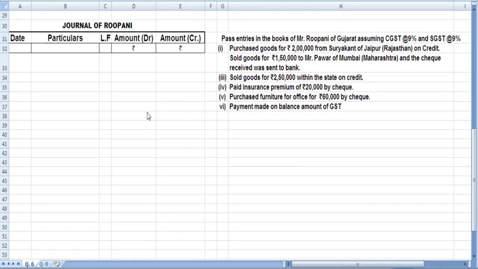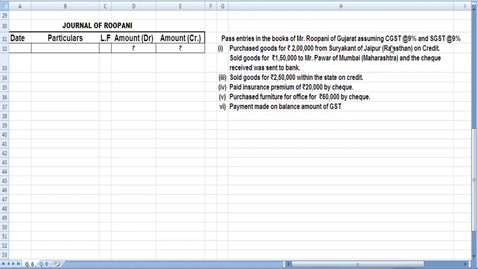Students, today we're going to solve question number 6 from your book from the chapter GST. Pass entries in the book of Mr. Rupani of Gujarat assuming CGST 9% and SGST at the rate of 9%. Purchased goods for 2 lakh from Suryakant of Jaipur, Rajasthan. Now this will become as IGST.